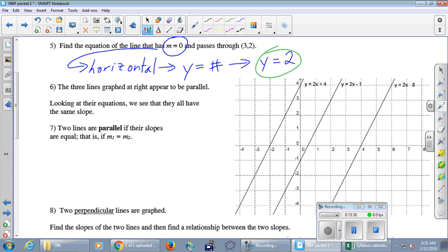Let's have a look at their equations, which are written up here: y equals 2x plus 4, y equals 2x minus 1, and y equals 2x minus 8. What is the same in those equations? The slope. We know that the mx plus b form tells you that the slope is the number touching x. How much is the slope for all 3 lines? It's 2. So here's our conclusion. And Evan, go ahead and read number 7 for us.